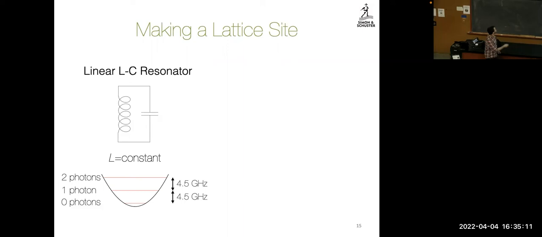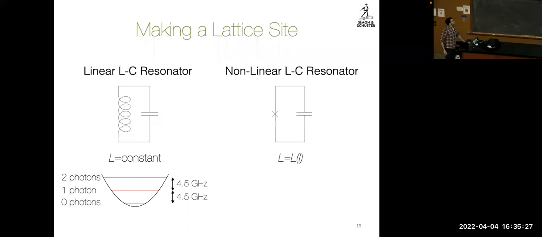We want to do this with one photon. So the obvious thing you say is, well, the resonant frequency will change at lower photon numbers if I make this inductor smaller, right? Physically smaller. And it turns out the extreme limit of that is replacing the inductor with a Josephson junction.